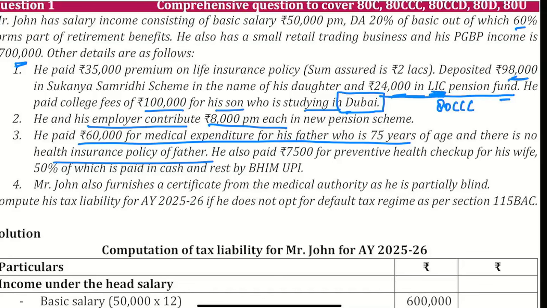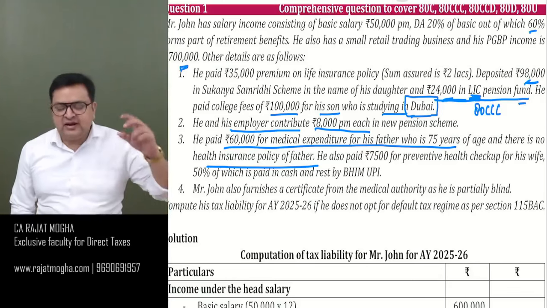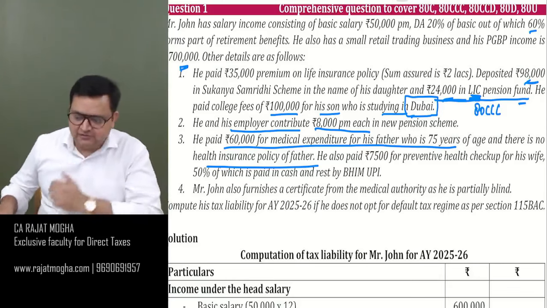So he has paid medical treatment for 60,000. Kishore is saying allowed. Tell me how much would be the amount allowed then? Very good, 50,000. Because for the second category, that is for parents, we have maximum 50,000 rupees.